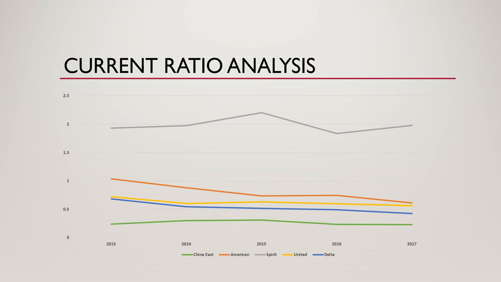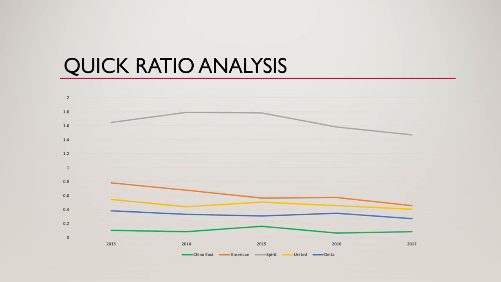So first we'll take a look at the current ratio, which is our current assets over our current liabilities. And if you see here, Spirit is averaging about a current ratio of 2 over the past 5 years, whereas all the rest of the companies, American, United, Delta, and China East, are all sitting at about a 1 moving down to almost 0.5. So according to these numbers, Spirit has about twice as much assets as they have current liabilities. And China East is bringing up the rear in last place.